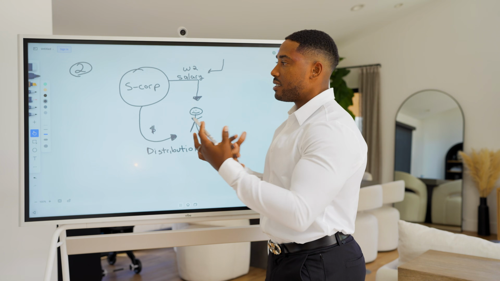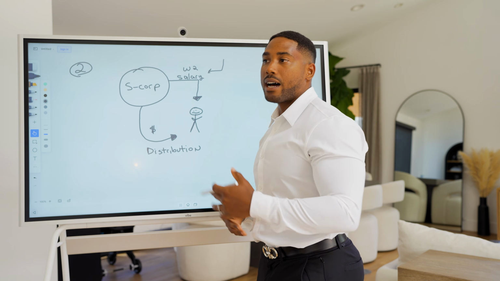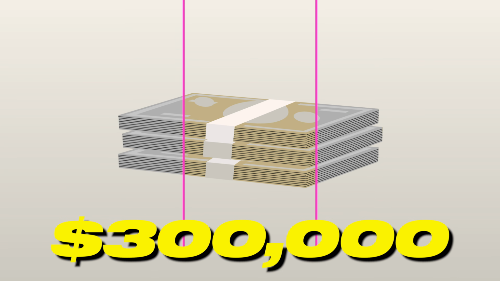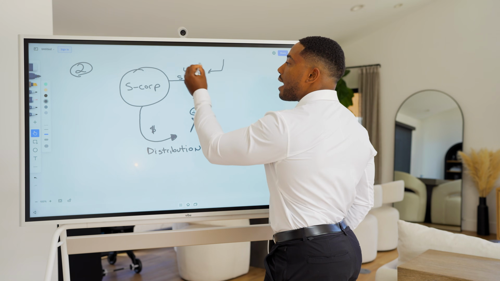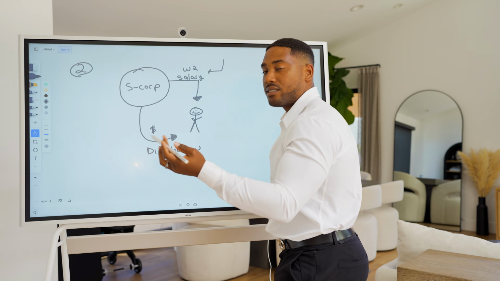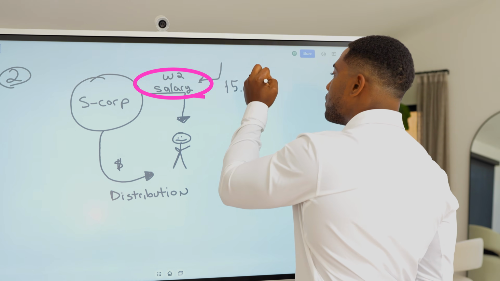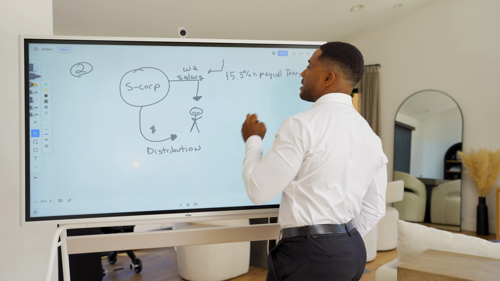So if my business netted $100,000, that would be $30,000 in a W-2 salary. Or if it was $1 million, it would be $300,000 that I would be taking in a salary, which means that the W-2 side of the salary is what is subject to self-employment tax, which is 15.3%. It is now called payroll taxes for you instead of self-employment taxes.